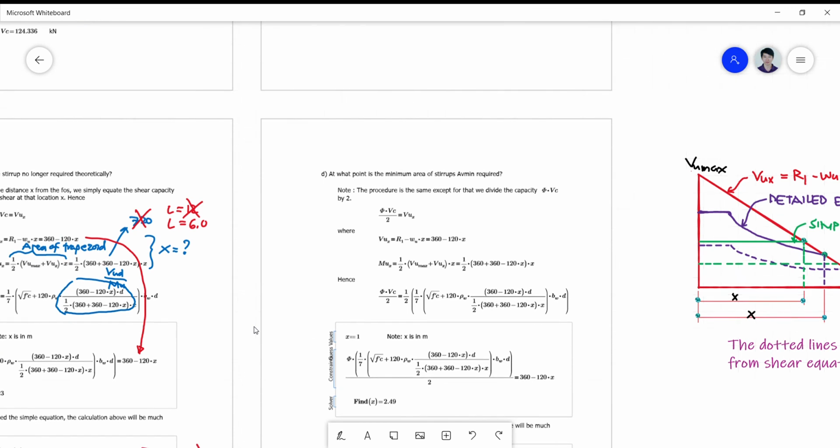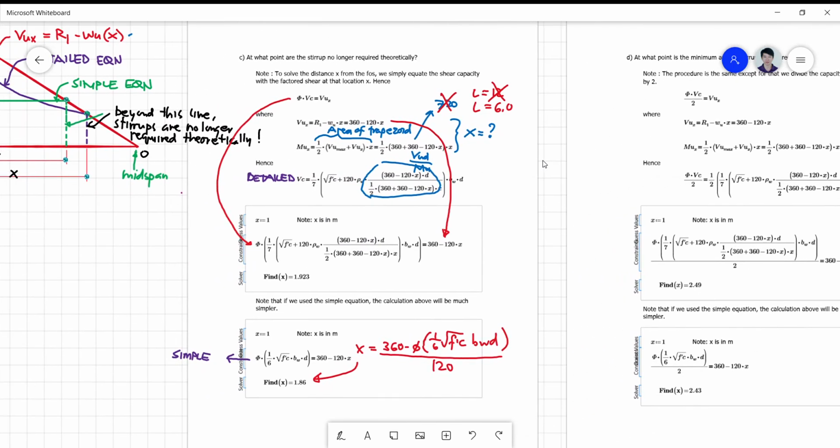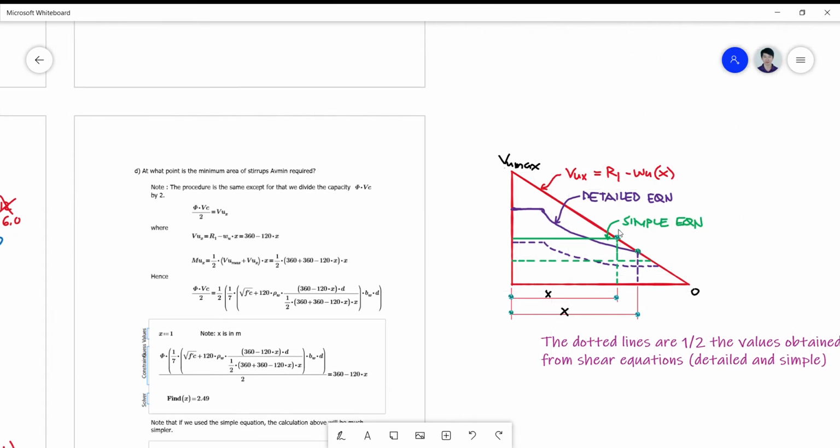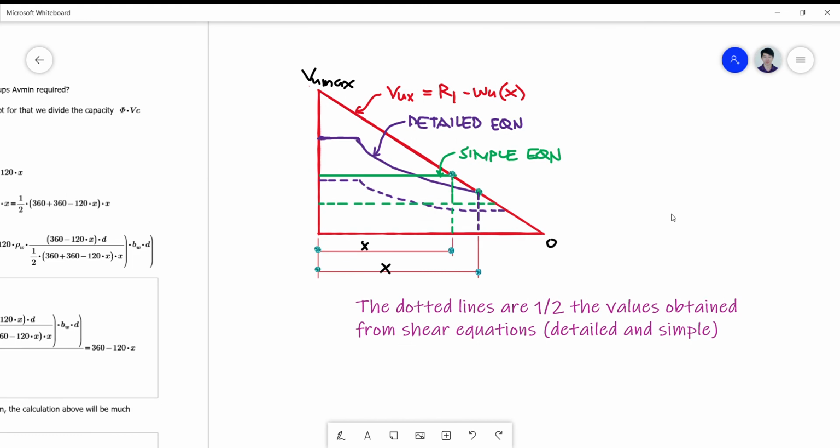So again, at what point is the minimum shear stirrups AV minimum required? What happens is the procedure will only shift to considering one half of the detailed equation. So I have here a dotted curve and a dotted line. So this represents one half of the detailed equation. Okay, so this value here, this dotted, let's put it here.